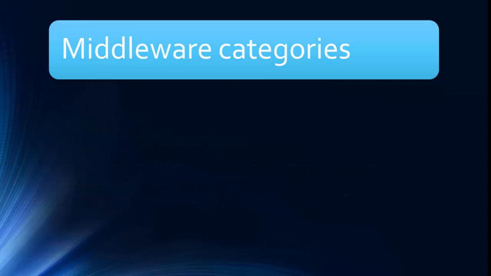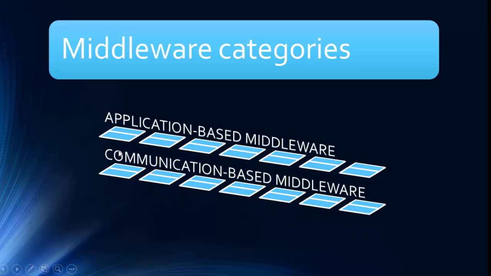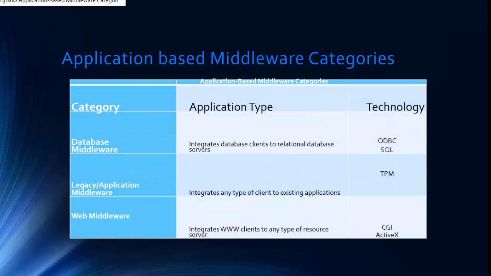There are different categories of middleware. The two main categories are application-based middleware and communication-based middleware. Application-based middleware has different types. The first one is database middleware, which is very important. All people are interested in databases. The technologies used in this type are ODBC and SQL. The others are legacy application middleware and web middleware.